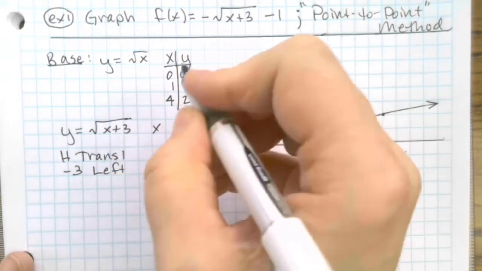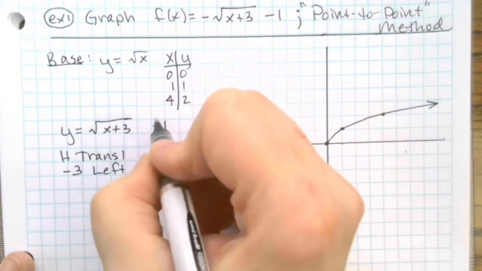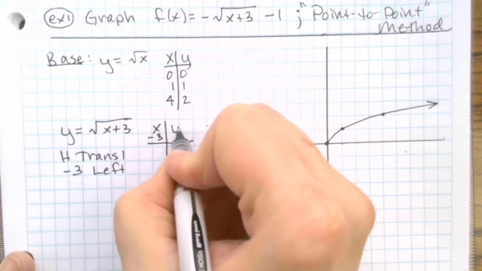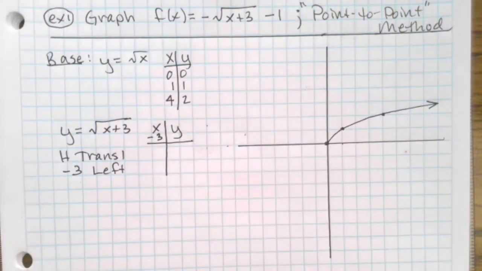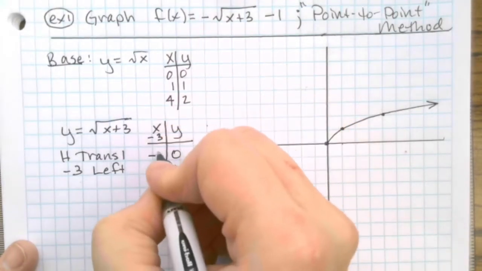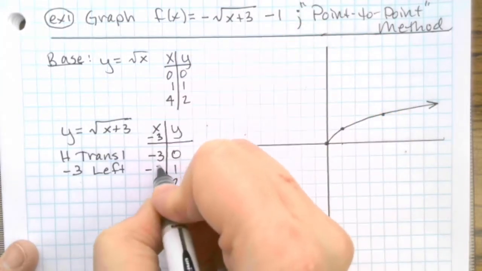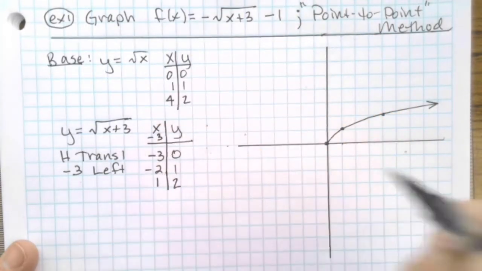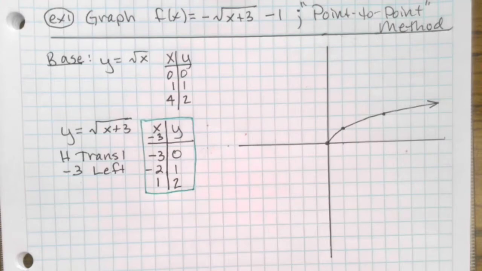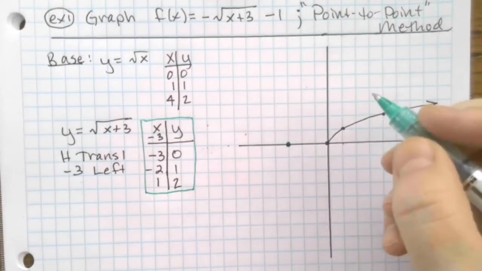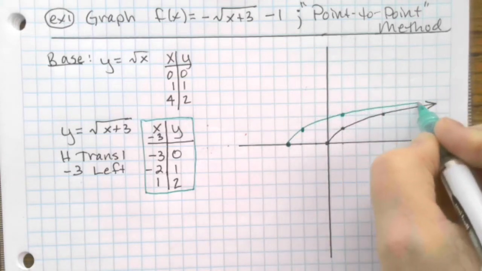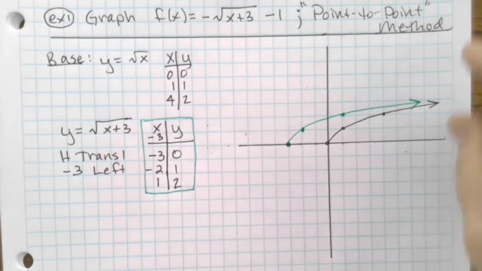So point to point, I'm going to take all the x's and I'm going to subtract 3. The y's are going to stay the same. Okay, so 0, 1, 2 will stay the same, but 0 minus 3 is -3, 1 minus 3 is -2, 4 minus 3 is a 1. Okay, I'm going to use green for this, a little bit of color coding. So 1, 2, 3, -3, 0, -2 up 1, and 1 up 2. There is our first transformation.